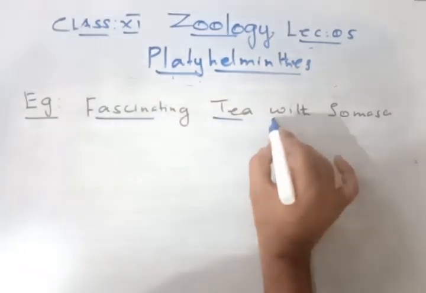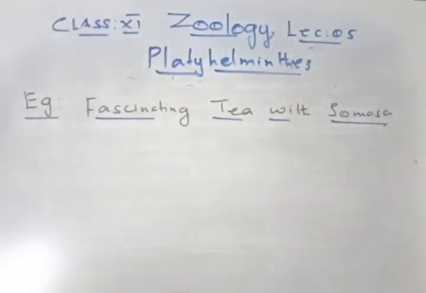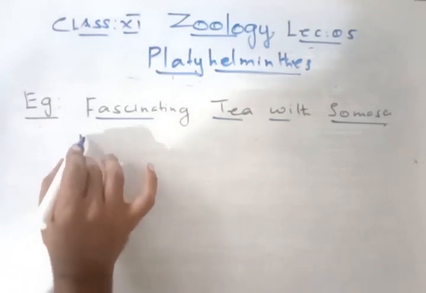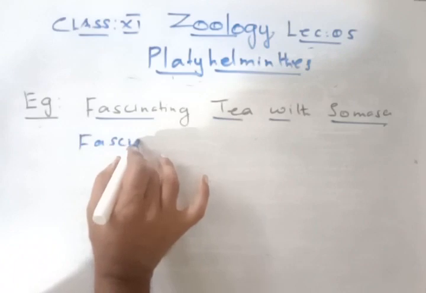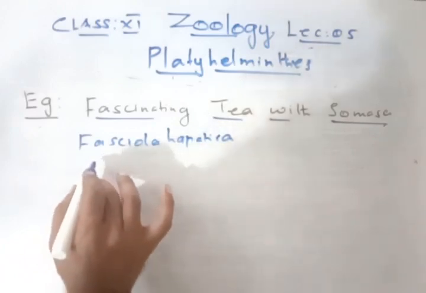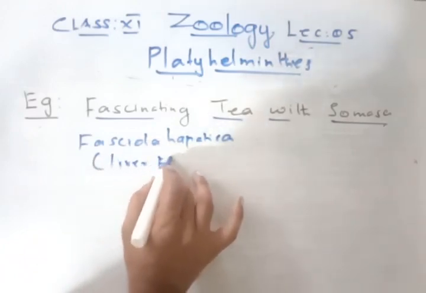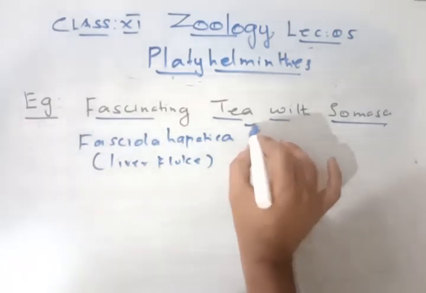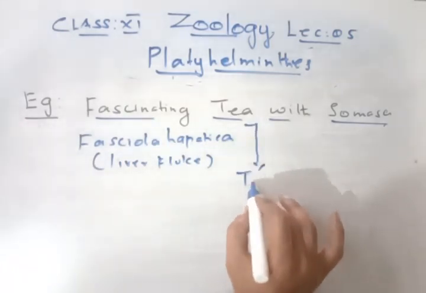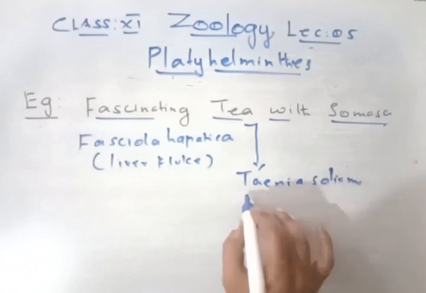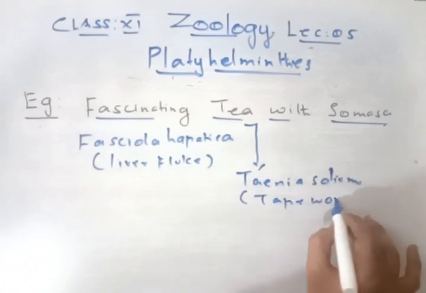Fascinating tea with samosa. Okay, so what is fascinating tea? Here, fascinate is for Fasciola hepatica. What is Fasciola hepatica? It is otherwise called liver fluke. And T is for tapeworm, that is Taenia solium. So Taenia solium is otherwise called tapeworm.